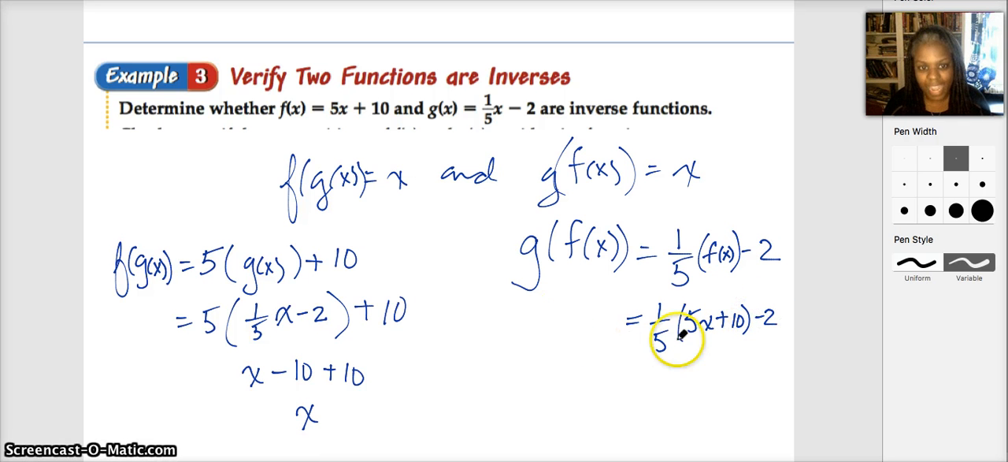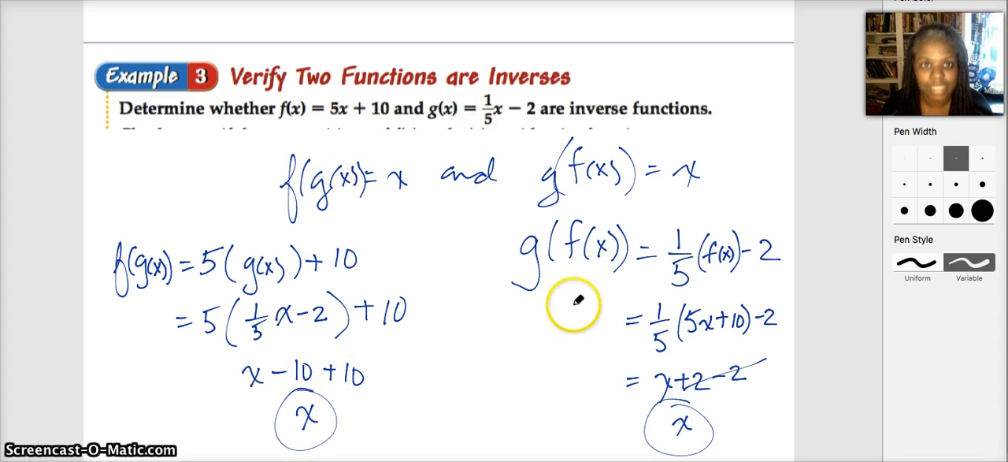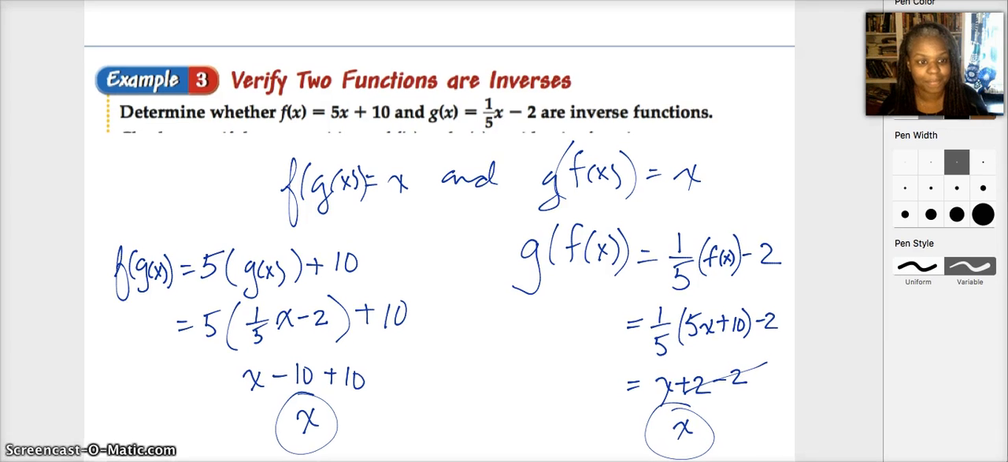And so now I'm going to continue through the process. I'm going to distribute this through, and I get x, because 1/5 of 5x gives me x, and 1/5 of 10 gives me 2. So x plus 2 minus 2. And now I'm going to join these together, and I got x again. So I have confirmed that these two functions are indeed inverses of one another, because when I compose them in either direction, I got x back, which is what we want.